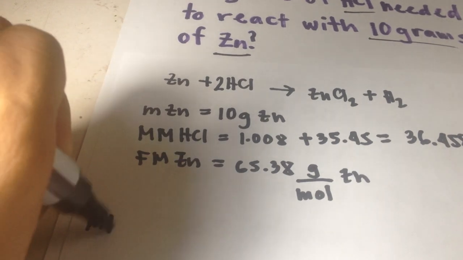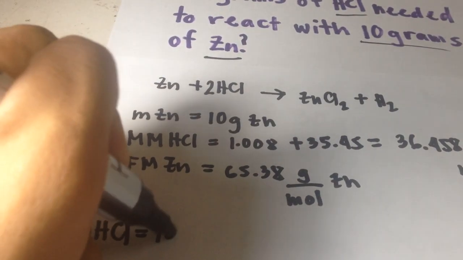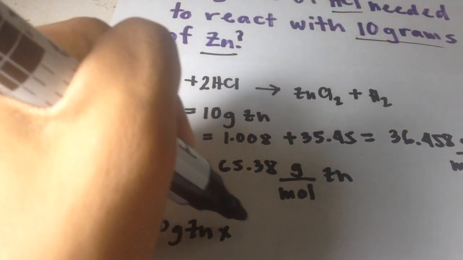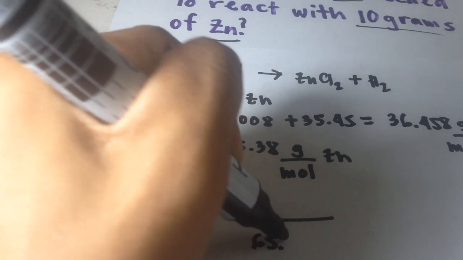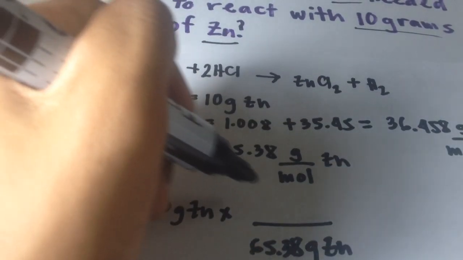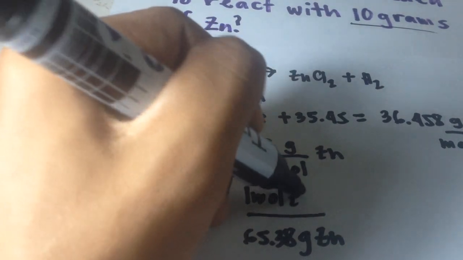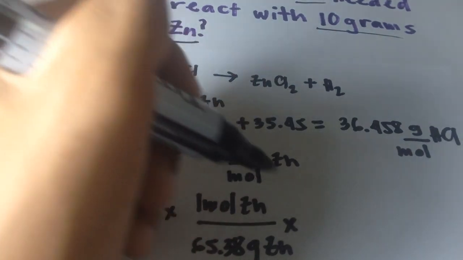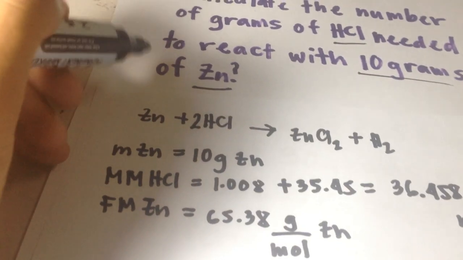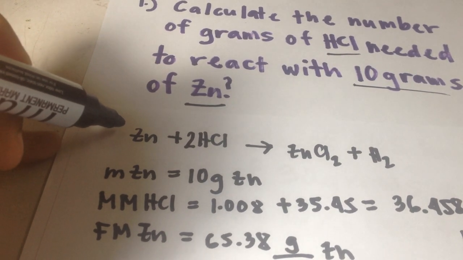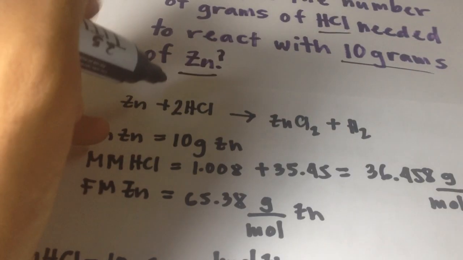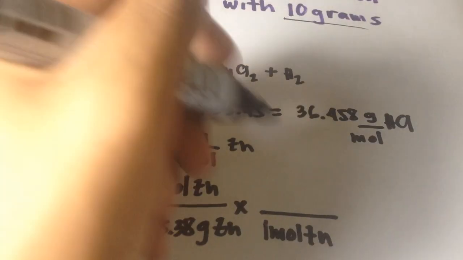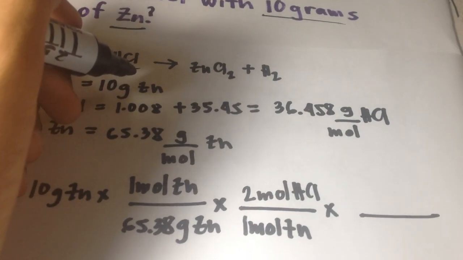So mass of HCl is equal to 10 grams of zinc times the formula mass of zinc, which is 65.38, so divided by 65.38 grams of zinc, and then 1 mole of zinc, and the mole ratio. You need to see in the chemical reaction, it is 1 mole of zinc, and then 2 moles of hydrochloric acid, which is here. Write 2 moles of hydrochloric acid times the molecular weight of hydrochloric acid.